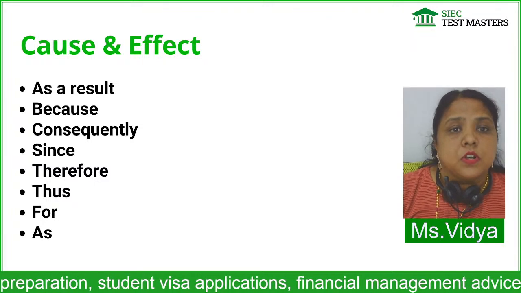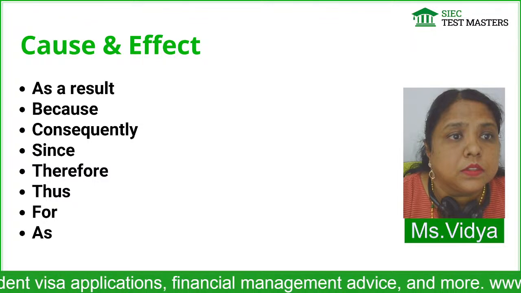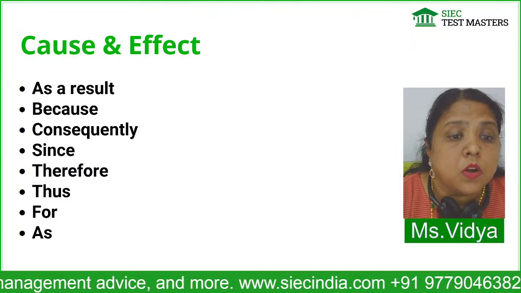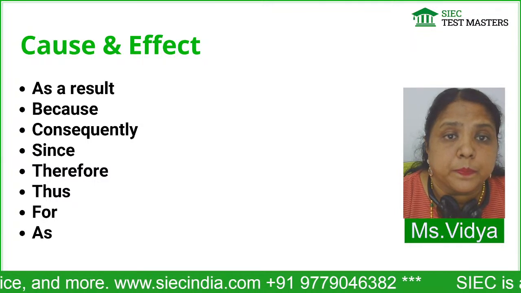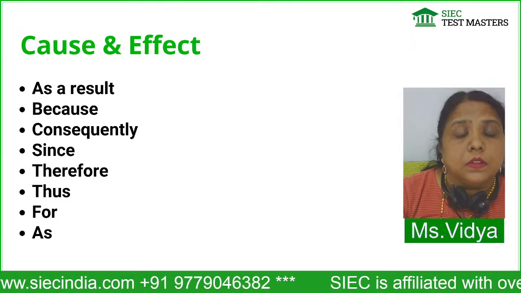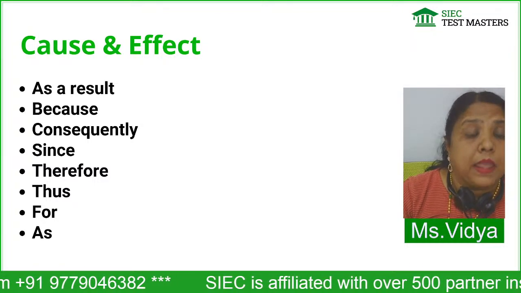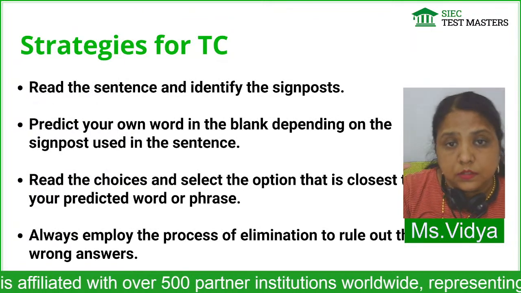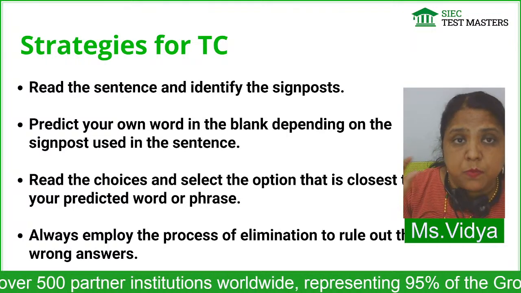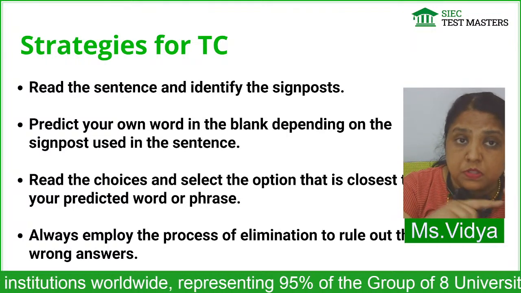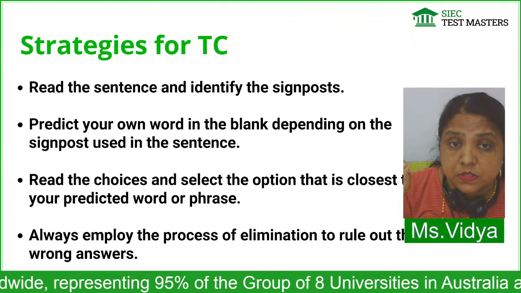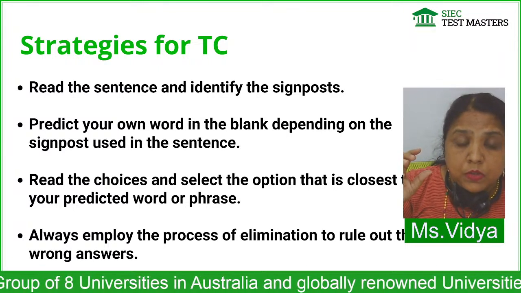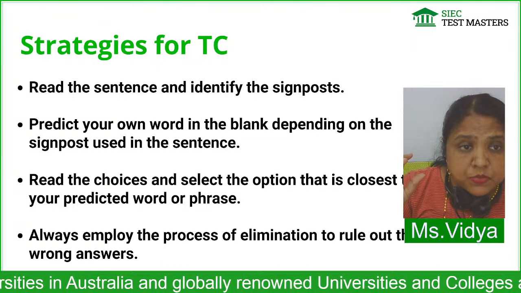And strategies for text completion. Now, we are done with the signposts. We have to look at these clues in order to get the clue for filling in the blanks in the text completion. And the strategies: first, you have to read the sentence. You have to look for the signposts. If although is present, or but is present, despite is present, they give us the hint to know whether it is going in the same direction or in the opposite direction.